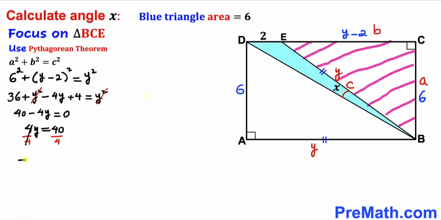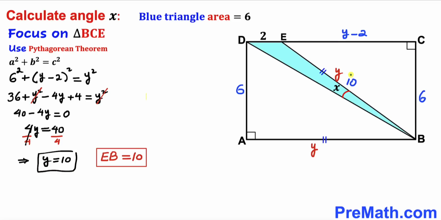This is gone. So therefore, our y value turns out to be 10 units, and that is the same as this side length EB, which is 10 units. If this y value is 10 units, then this y value has got to be 10 units as well. And here's our next step.